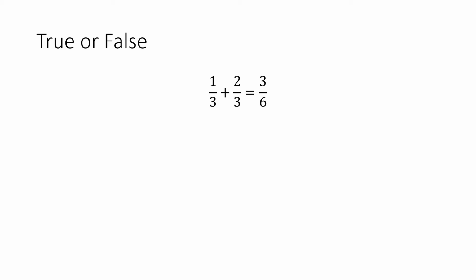Well, what happens is you added the numerators together, 1 plus 2, so you get 3, and you added the denominators together, 3 plus 3, to get 6. So if you put them together, you're going to have 3/6. Is this true or is this false? Well, the correct answer is false. Why is this false? It's false because you added the denominators. You added 3 plus 3 to get 6.